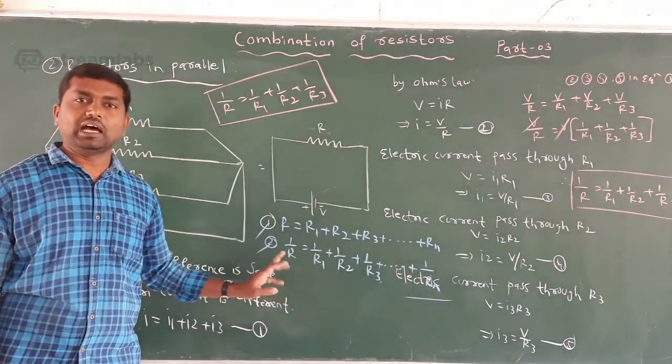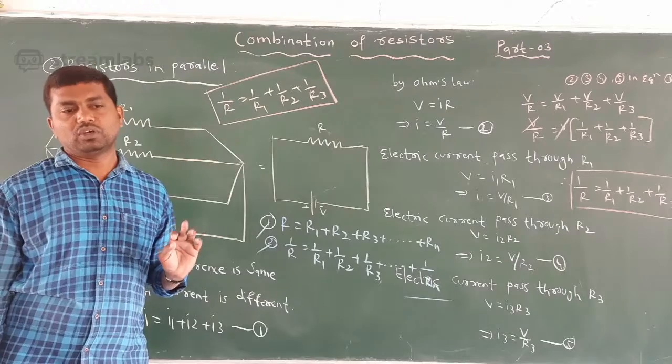For solving the exercise problems by using these two equations, R is equal to, next, 1 by R is equal to. Okay students, thank you.